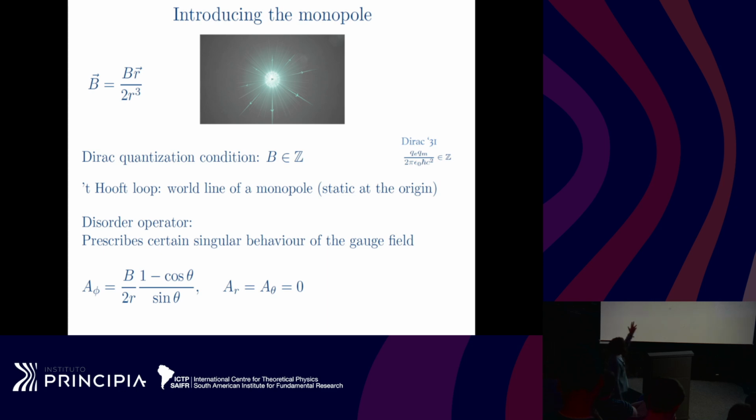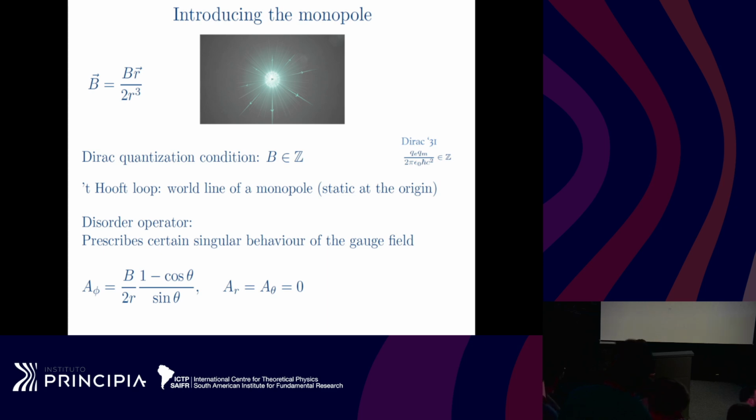Okay, it's a point-like object which gives rise to a radial magnetic field, as you can see up there. We all know that if magnetic monopoles exist, then their charge will be quantized, as was pointed out by Dirac already in 1931. I should say that I use a convention where I set all the constants of nature equal to 1, including the electric charge. So my Dirac quantization condition is simply that this parameter b should be an integer.